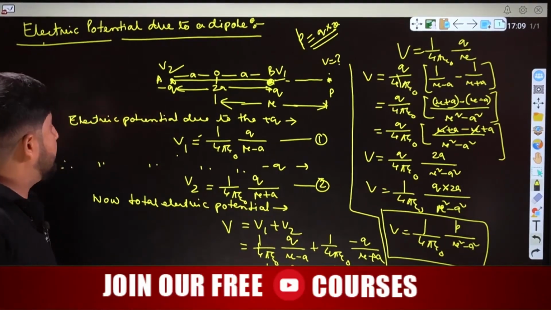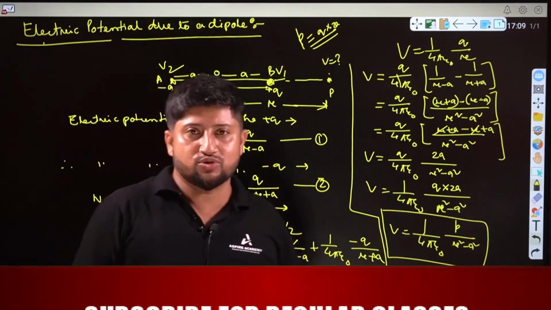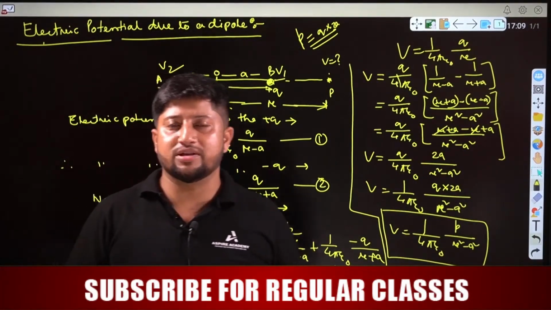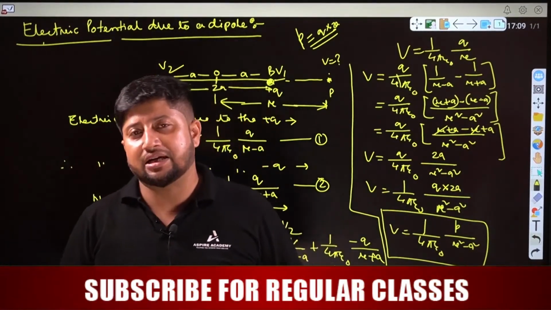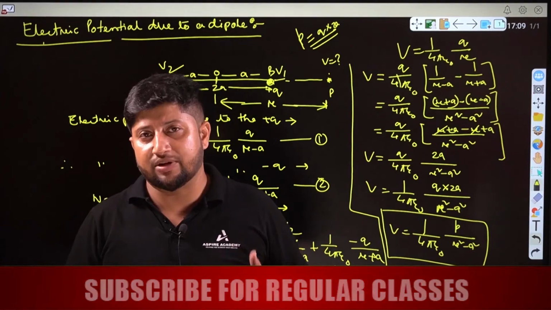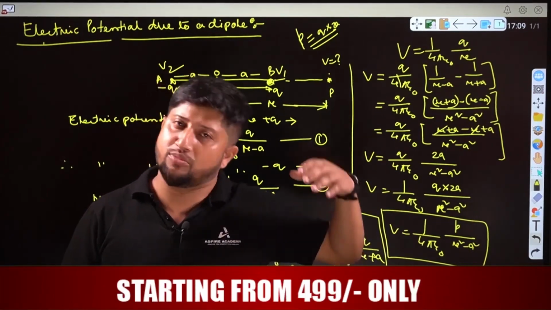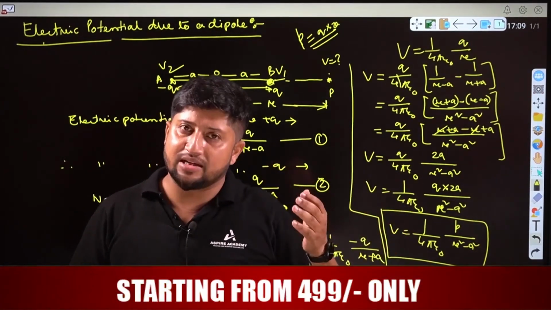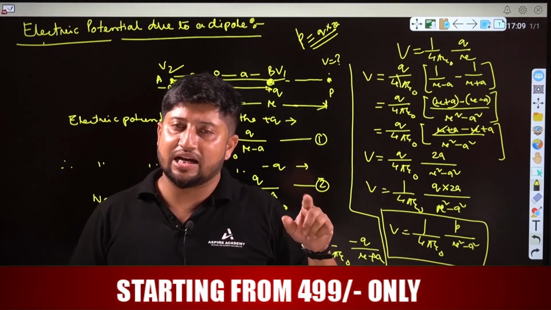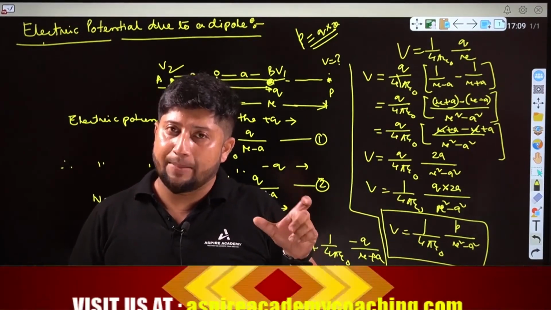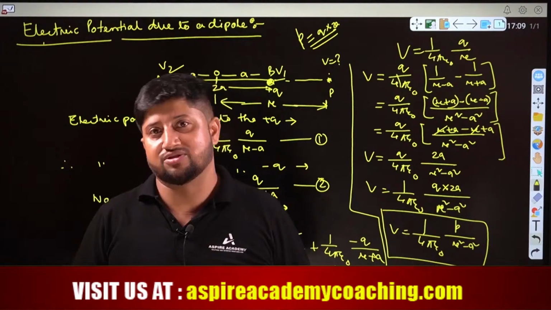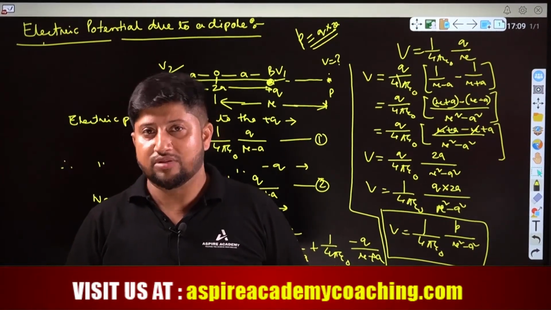This is all about electric potential due to a dipole. Today we discussed electric potential due to a point charge. First we saw what electric potential difference is, then what electric potential is, then electric potential due to a point charge and a dipole, if we want the electric potential at a particular point.